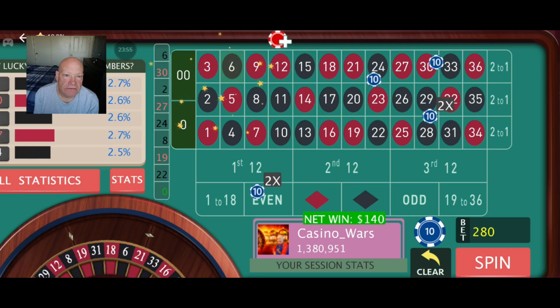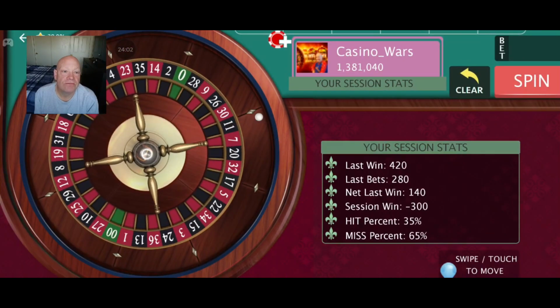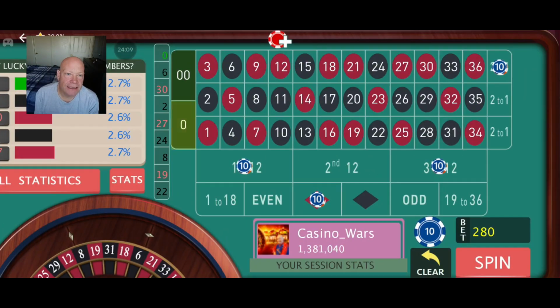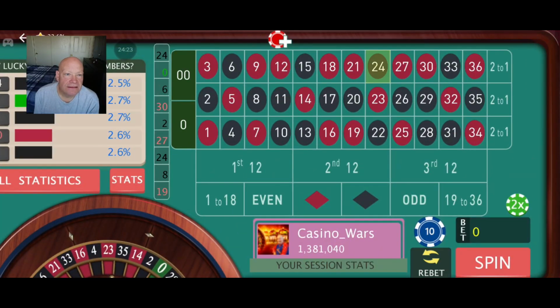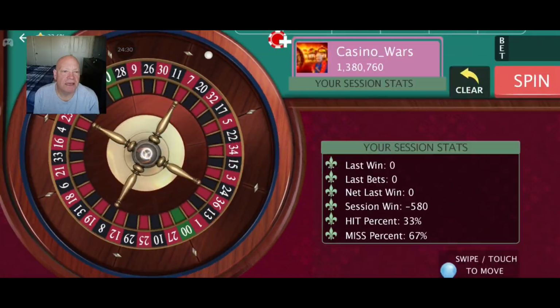That's a 6 black. All right, that's 140 units. That's a 14 unit win. That's good. Rebet and spin. All right, that's good. So now we're only down 330 units. That's a 0 though. That hurts. All right. So we're gonna rebet. I think I forgot to hit a rebet. The 24 black. All right, that would have been. I don't know what that would have been. Probably partial loss. Rebet. All right, and spin.